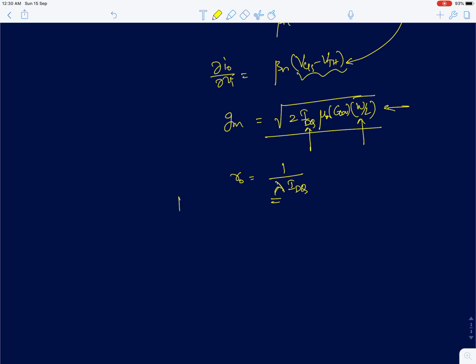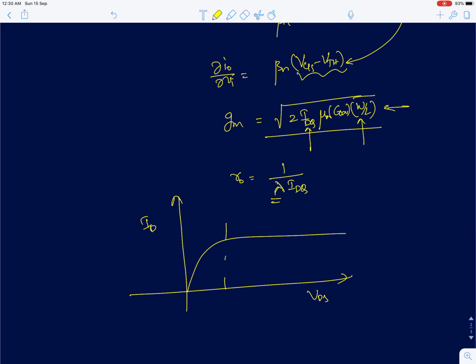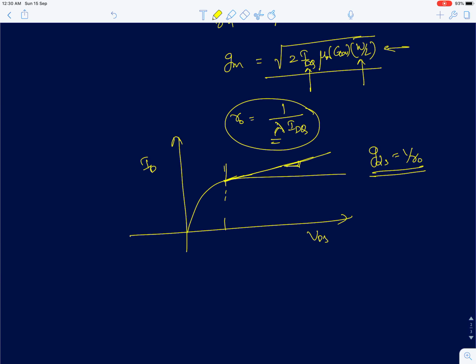Again, for a MOSFET, we can similarly draw the ID versus VDS characteristics, and the graph would be something like this. Ideally, for any change in the VDS, the output should not change, but there will be a small change in the output current. The slope of this is what we define as 1 by r naught, also written as gds, which is 1 upon r naught. So that will be 1 by lambda IDQ.